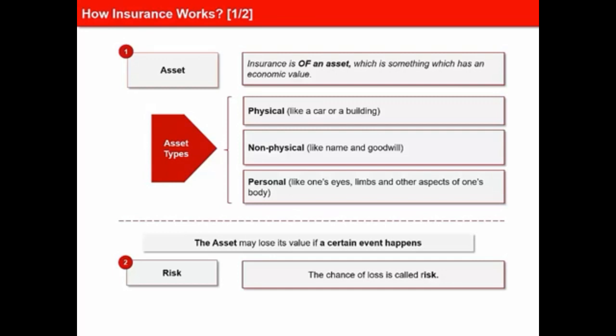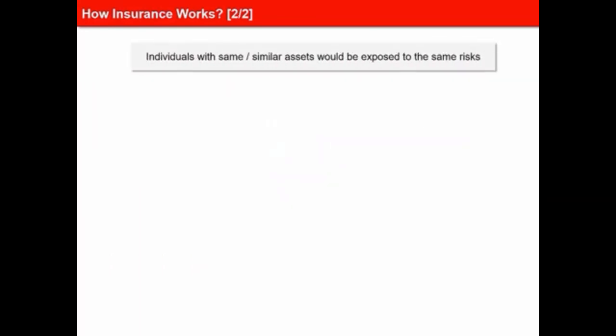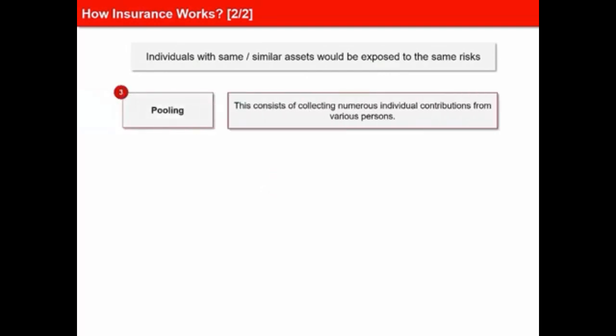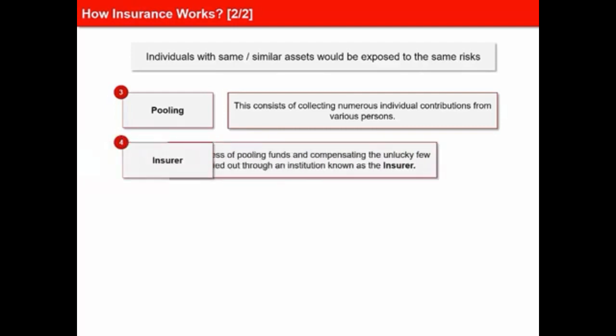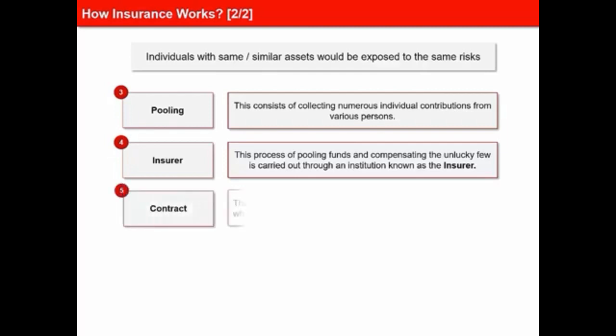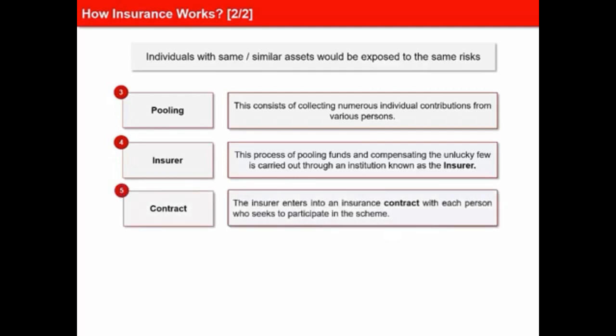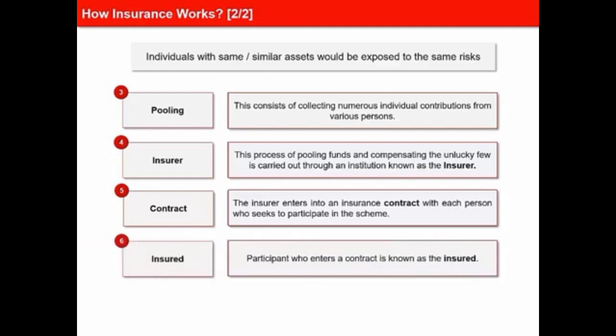The next important principle in insurance is pooling. This consists of collecting numerous individual contributions, known as premiums, from various people. People with similar assets are exposed to similar risks. This process of pooling funds and compensating the unlucky few is carried out through an institution known as the insurer. The insurer enters into an insurance contract with each person who seeks to participate in the scheme. Such a participant is known as the insured.